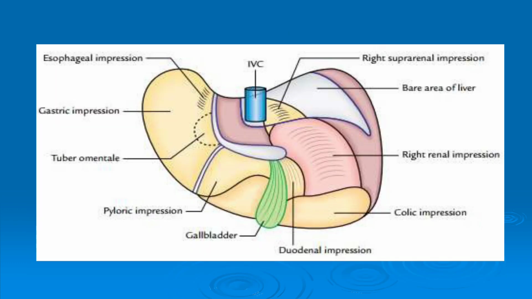We can see in this diagram. This is a duodenal impression. This is for colic impression. This is for right renal impression, for kidney, and this one is an area of the liver. Nothing is present in this area. And this is the right suprarenal impression. Why is it called that? This is related to the right kidney. Above the right kidney, what we can see? This is called the suprarenal gland. Suprarenal gland lies here, over here, because of that it is called the right suprarenal impression.